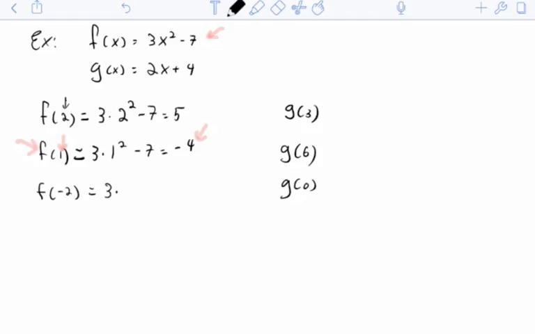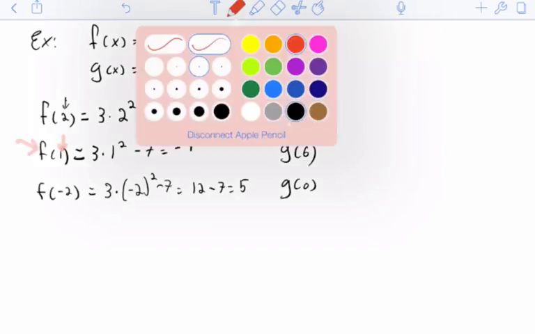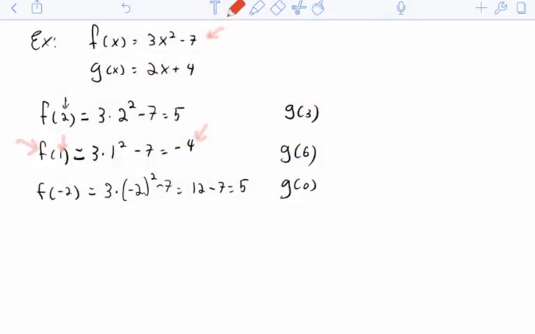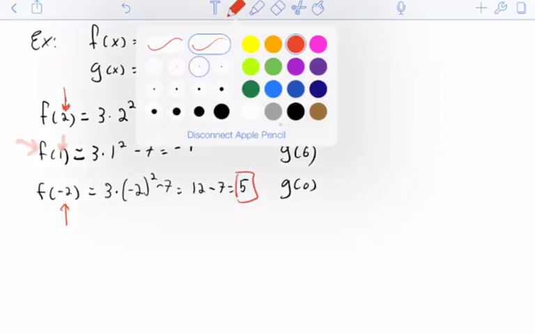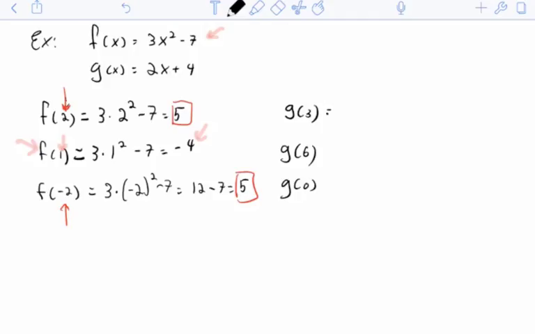3 times minus 2 all squared minus 7. Careful with negative numbers when you're squaring or cubing them. A minus number multiplied by itself gets a positive number. So that's 3 times 4, 12 minus 7 is equal to 5. One interesting thing about polynomials is 2 different inputs might give you the same output. It happens. There's nothing wrong when it happens. Just keep an eye out for it. It's interesting. Let's try this one.